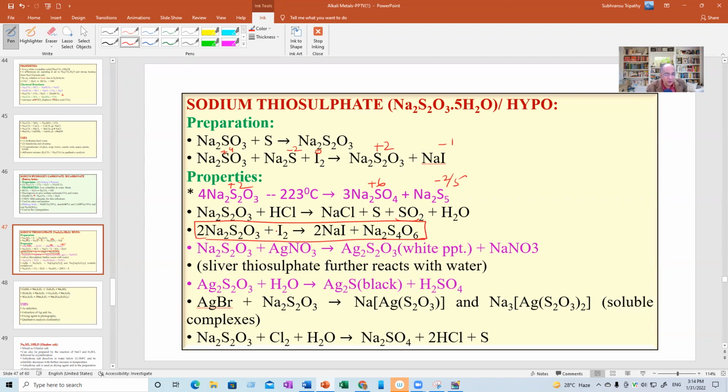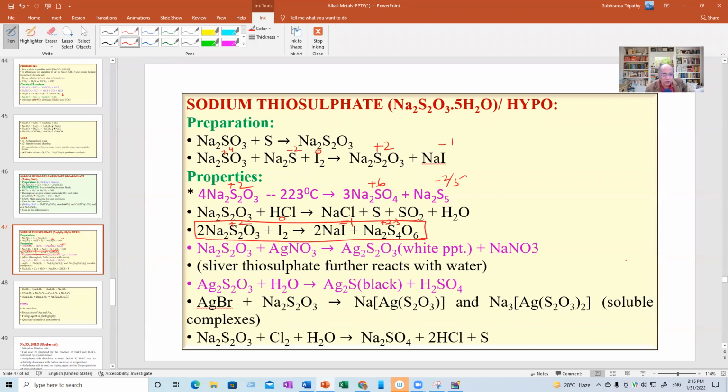Now, sodium thiosulfate becomes sodium tetrathionate. Iodine becomes 0 to -1, and sulfur goes from average +2 to average +2.5. So this is a famous reaction which you have done much before, the iodimetry, where iodine is consumed in titration, taking thiosulfate as the titrant and iodine solution as the analyte.